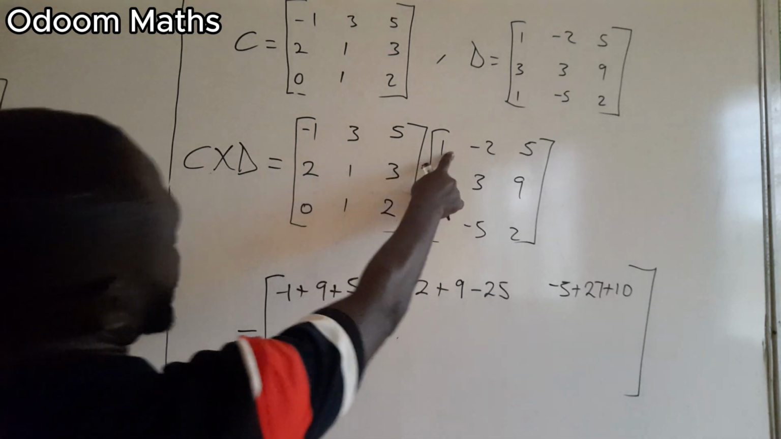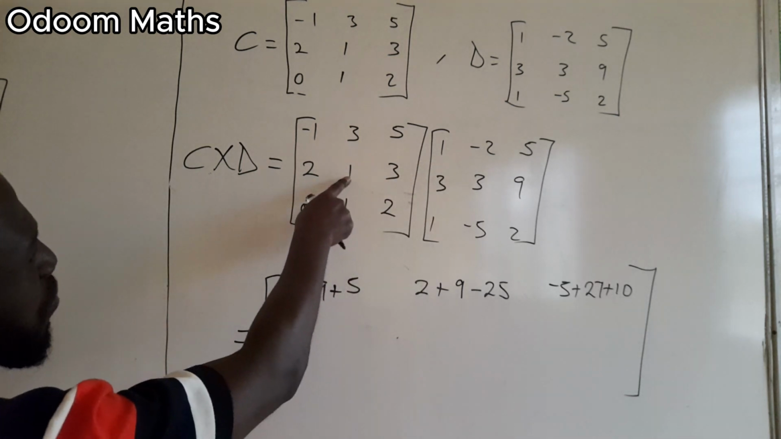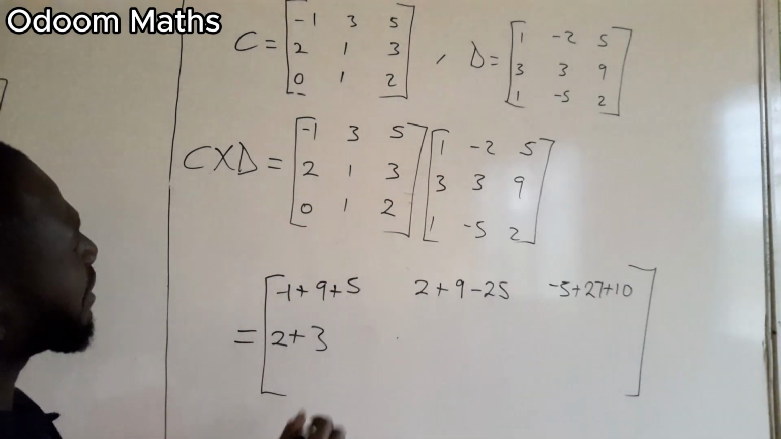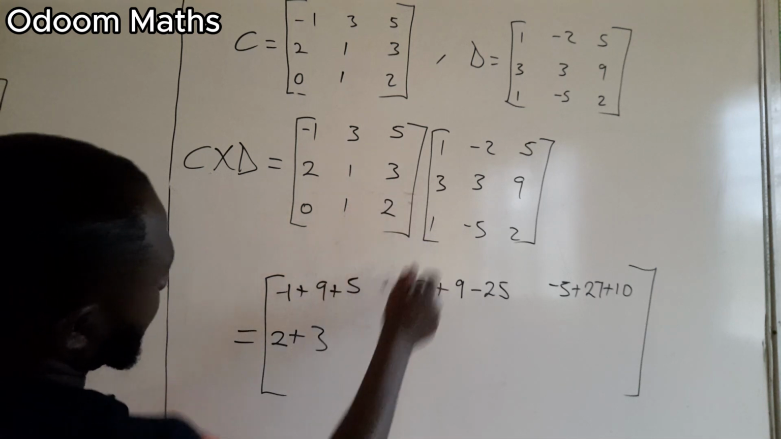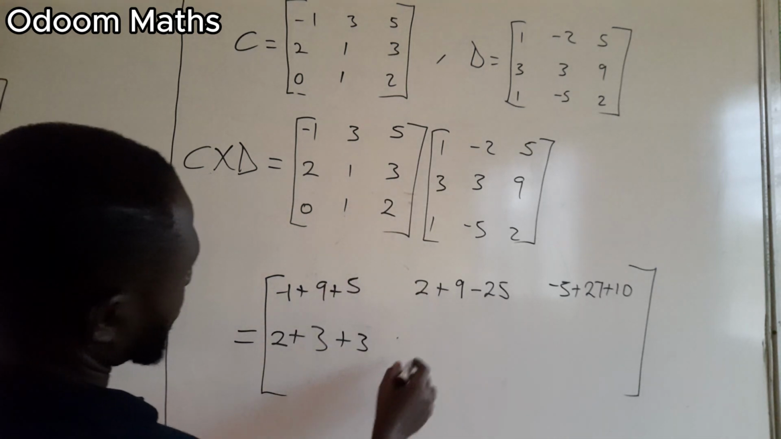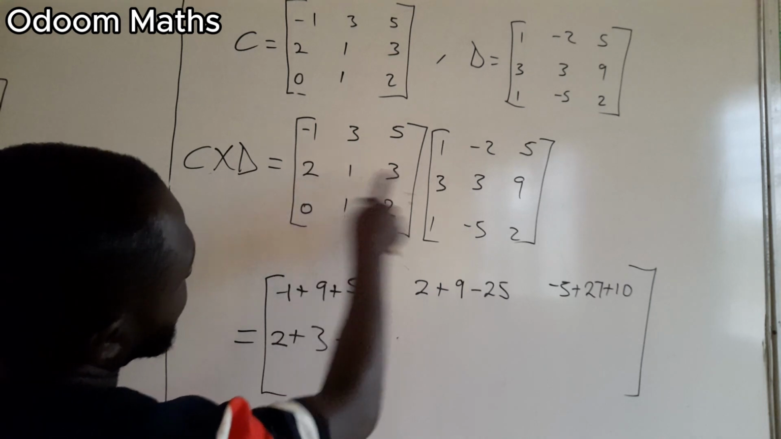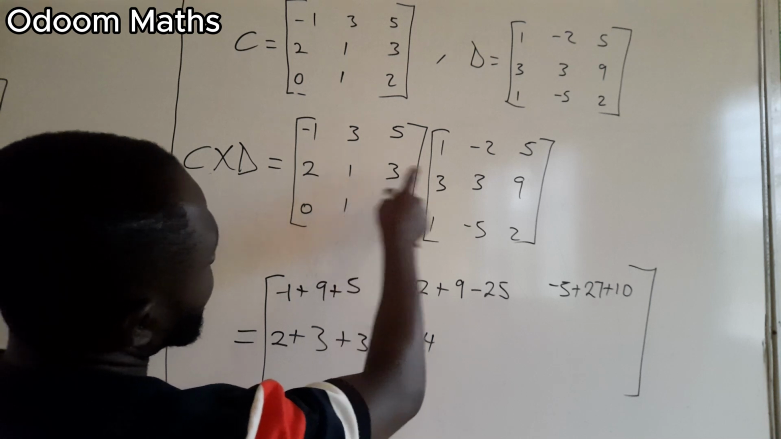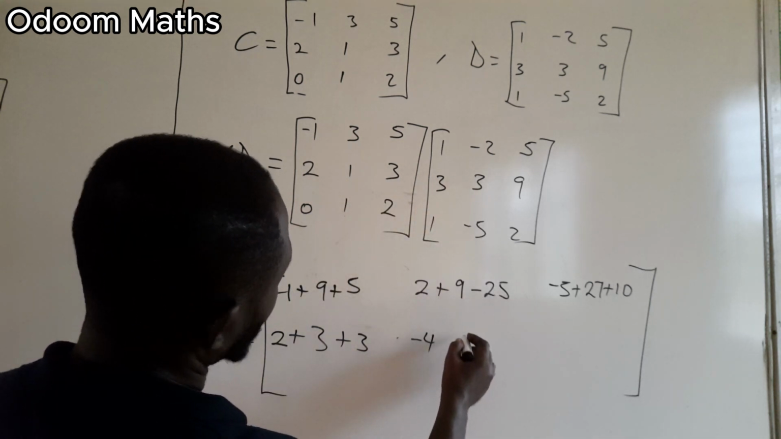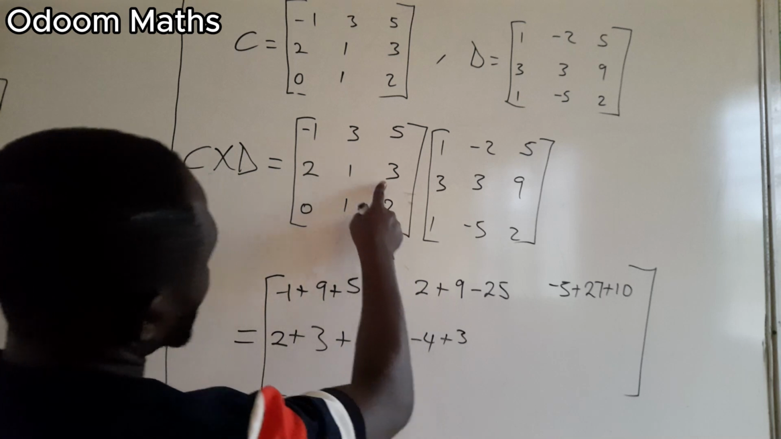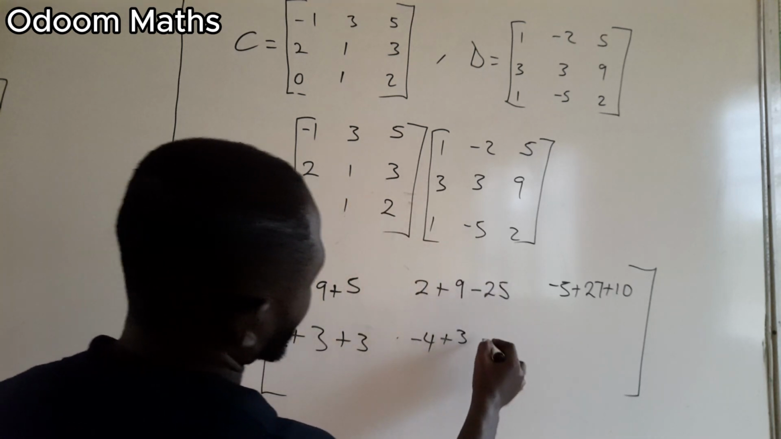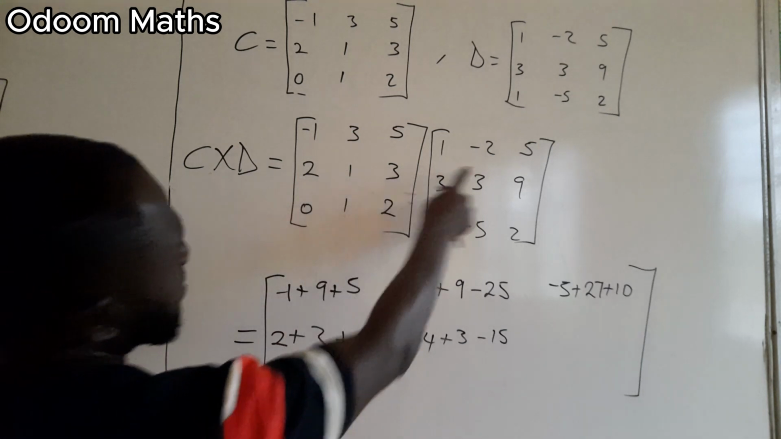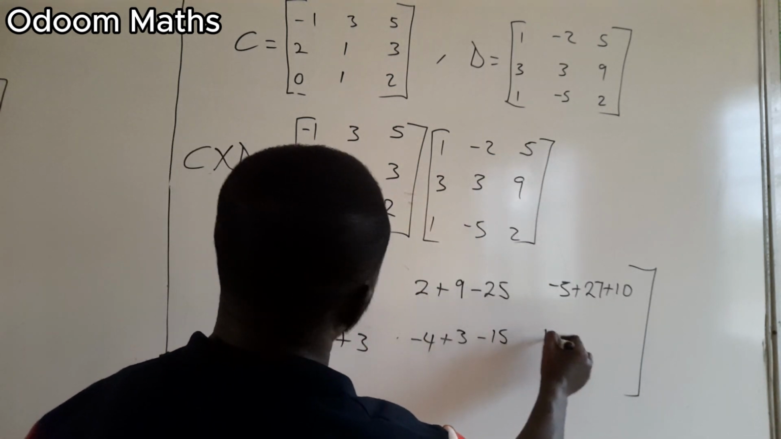Then 2 times 1 is 2. 1 times 3 is 3. Then 3 times 1 is also 3. Then 2 times negative 2 is negative 4. 1 times 3 will be plus 3. Then 3 times negative 5 minus 15. Then 2 times 5 is 10.